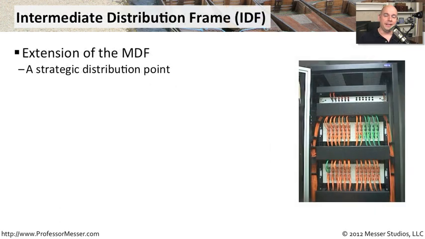If your MDF is in your data center, you will usually have an intermediate distribution frame or an IDF that might be on another floor. It might be in another closet somewhere. It might be in another building. So you usually have a central MDF, and then you have the other IDFs that are scattered throughout other parts of your building or other parts of your campus.